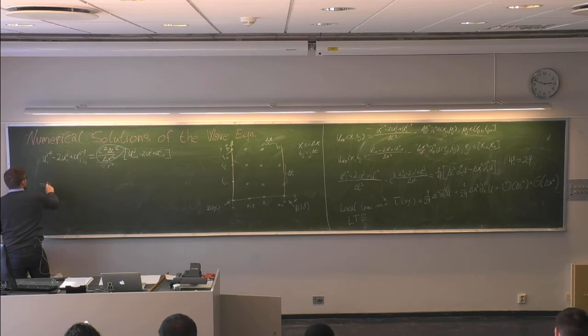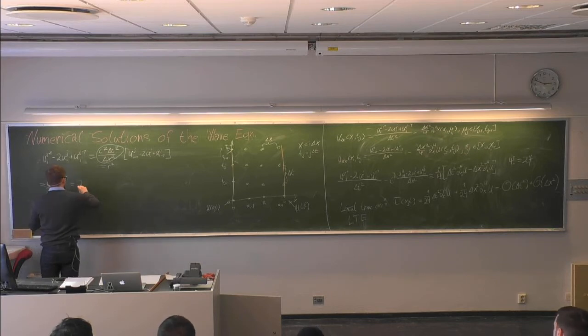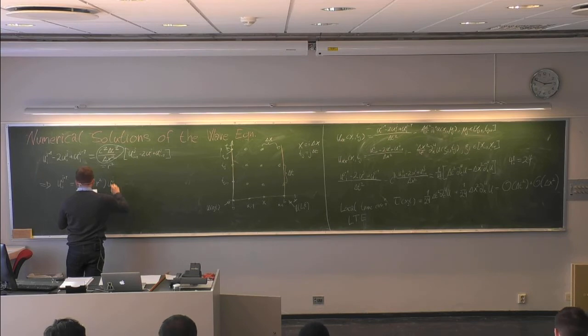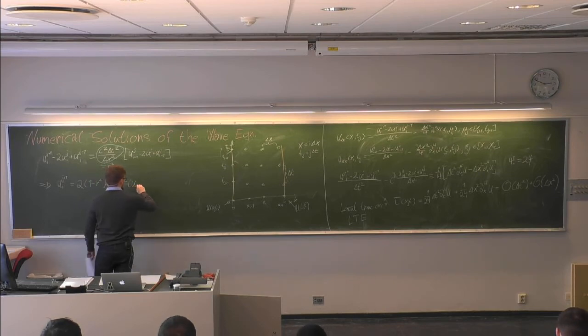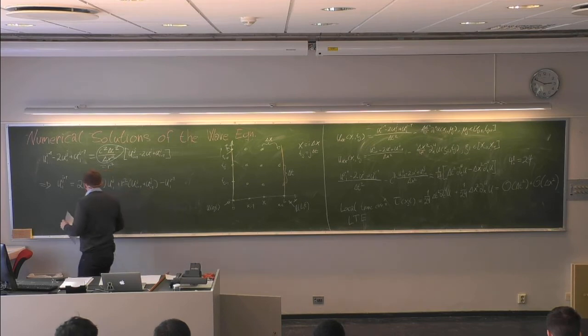Solving for the next time, we see that we get, I'm going to skip a small step here, equals 2(1 − r²) u_{i,j} + r² (u_{i+1,j} + u_{i−1,j}) − u_{i,j−1}, like so.